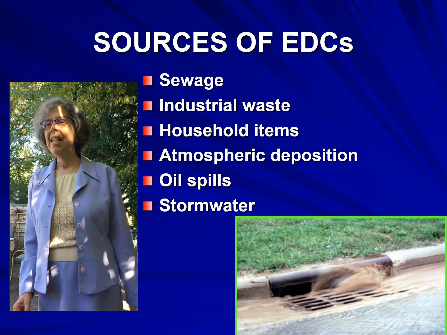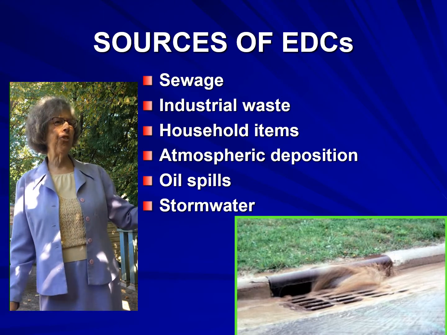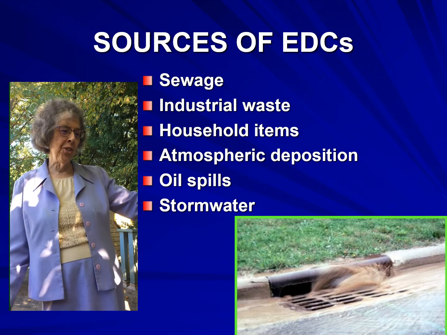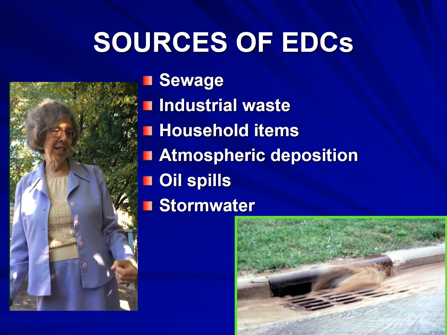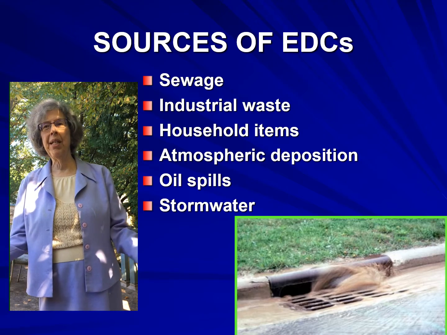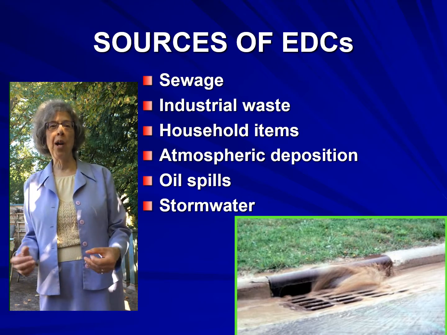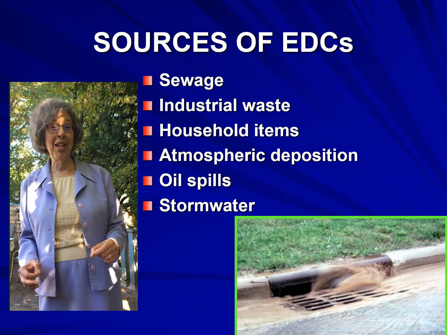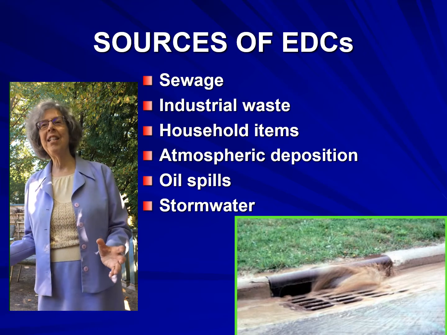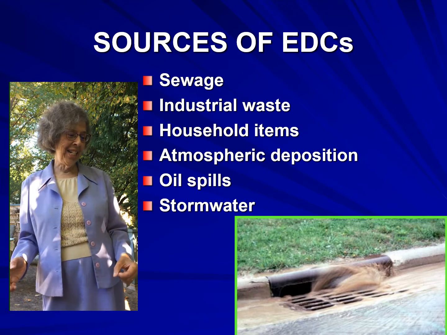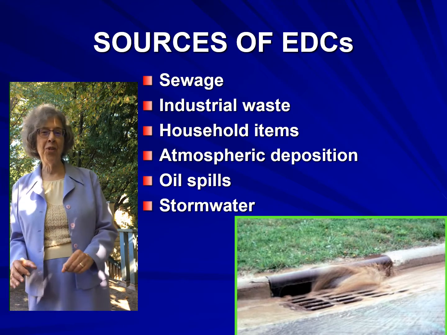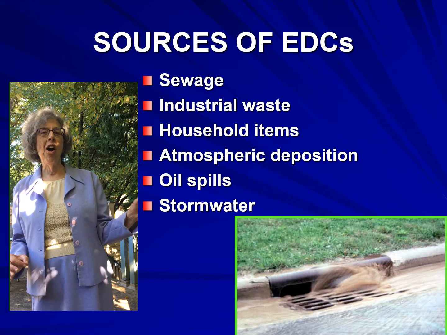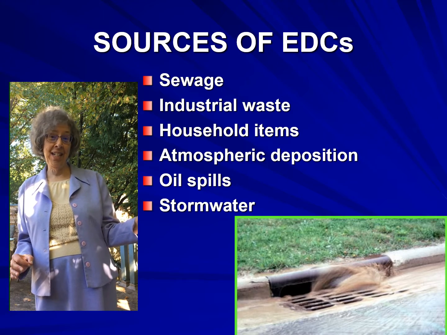EDCs can make their way into the air and can travel in wind currents for hundreds or even thousands of miles from where they were produced or used, and then end up being deposited in water bodies. Oil spills, big or small, contribute EDCs to water bodies because crude oil is a mixture of many chemicals, many of which are on that list of 1,400 plus that are endocrine disruptors. And then various everyday items that we use in our homes contain EDCs. An important point that I would like all of you to remember is that the impacts of a given EDC on human health and aquatic species are the same regardless of the source of the EDC.